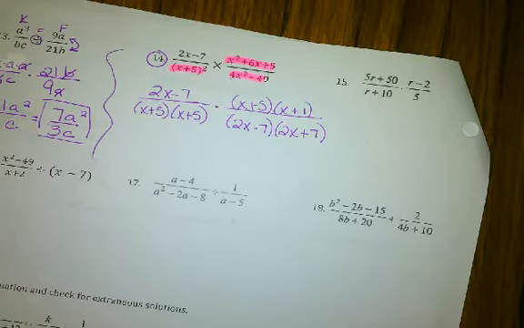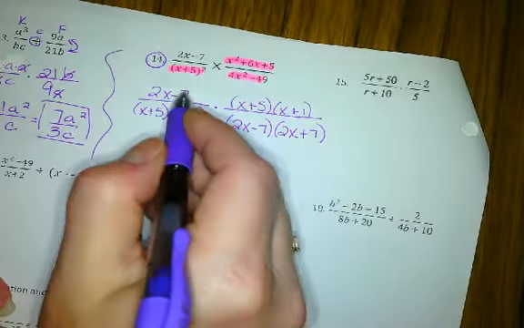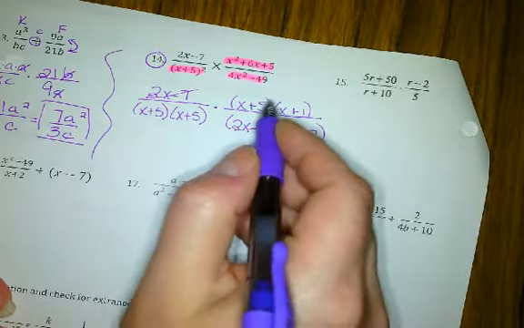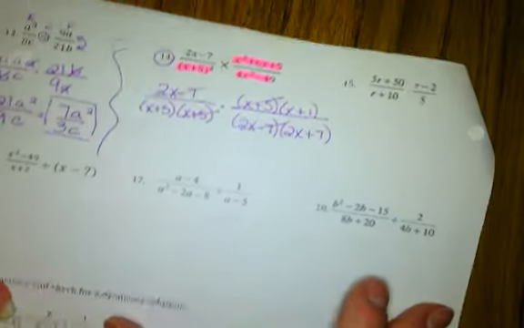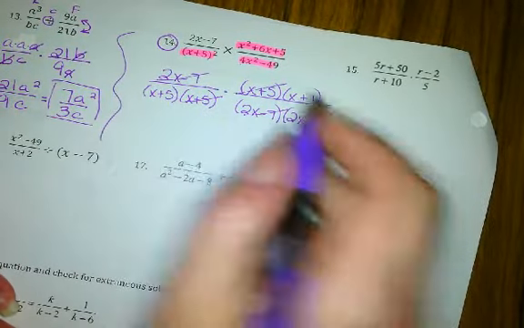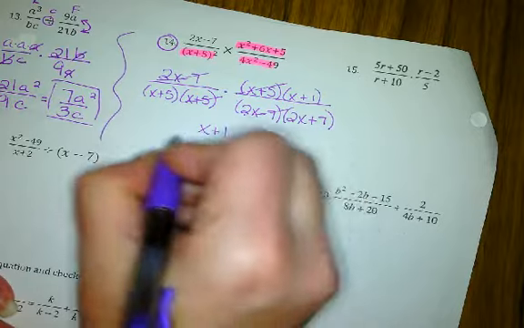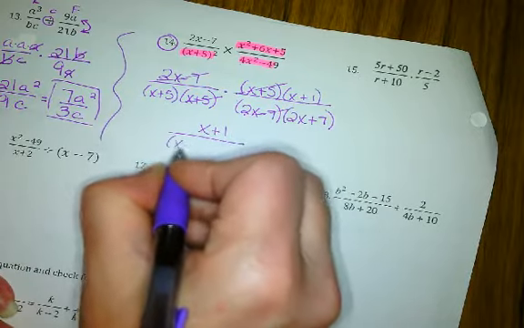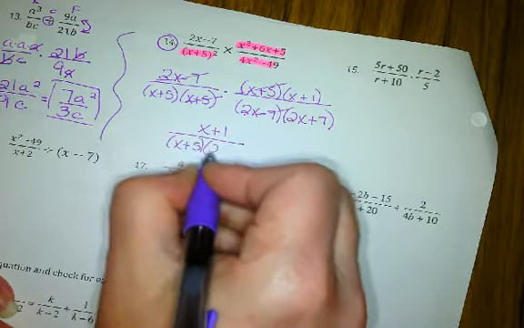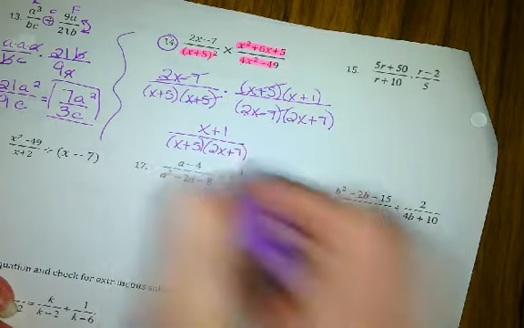Okay, so again, I'm back to just looking for top and bottom. Doesn't matter where they are. Top, bottom, top, bottom. So what I'm now left with, just on the top, is the x plus 1. And then on the bottom, I'm left with x plus 5 and 2x plus 7.